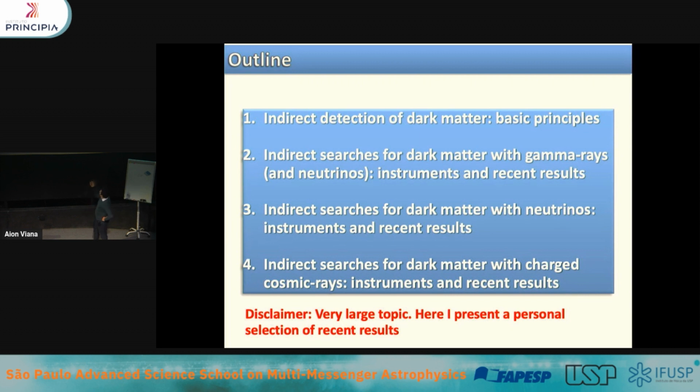I'm going to talk about gamma rays, a little bit about neutrinos. Then I'm going to talk about cosmic rays. I'm going to end with cosmic rays.